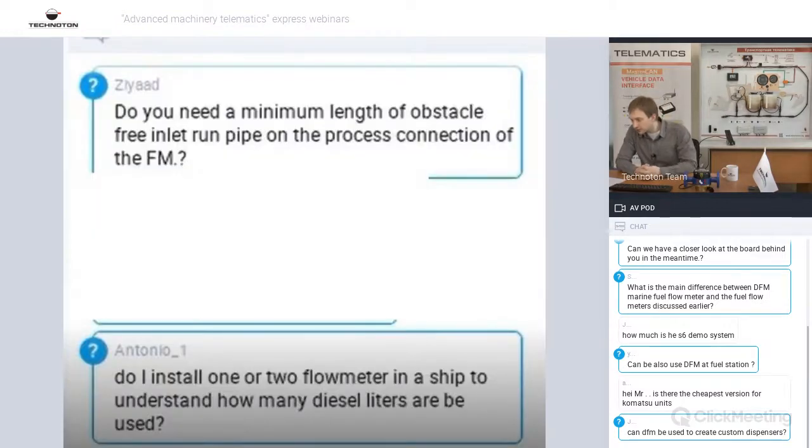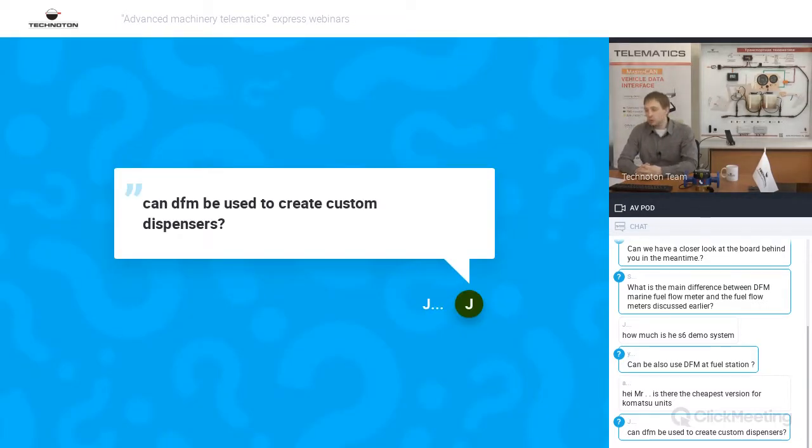Can DFM be used to create custom dispensers? Dear Joshua, yes, it is possible to use DFM for this purpose.